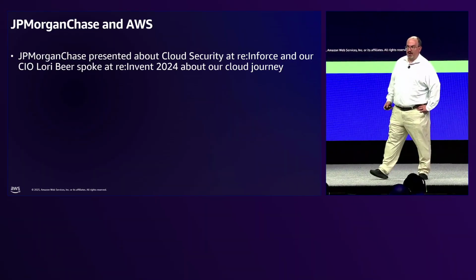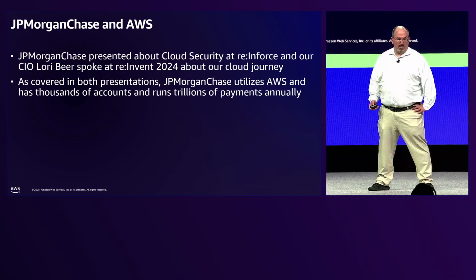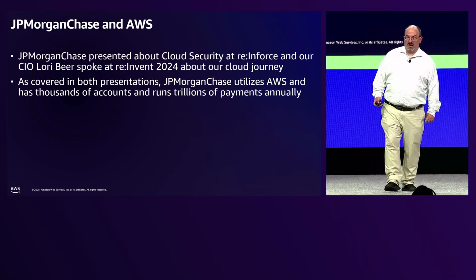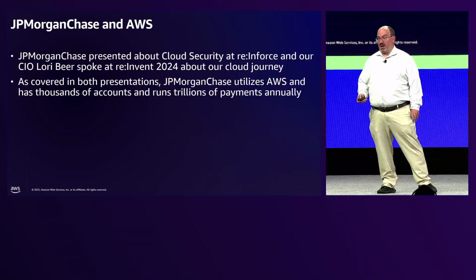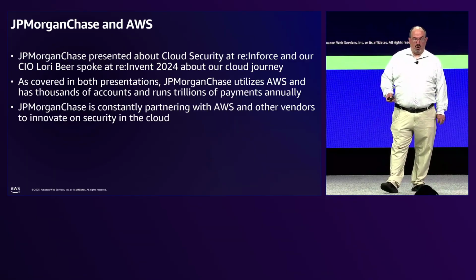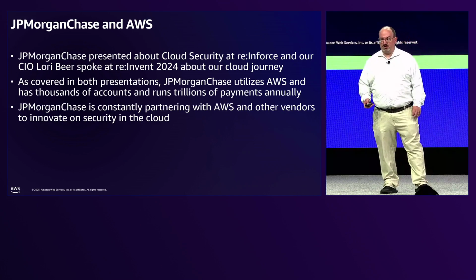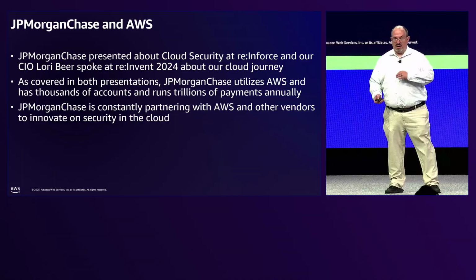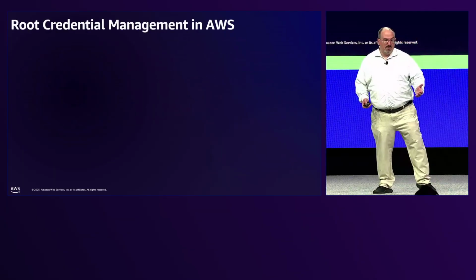So just a quick recap of JPMorganChase's journey into cloud. We've had the honor of presenting at Inforce before, and then our CIO, Lori Beer, presented about our cloud journey at re:Invent last year. As covered in both presentations, the AWS footprint for JPMorgan is thousands of accounts running trillions of payments annually, right? We're constantly partnering with solutions from AWS and other cloud providers to try to innovate on security in the cloud and make it best practice for our organizations and the financial industry as a whole.